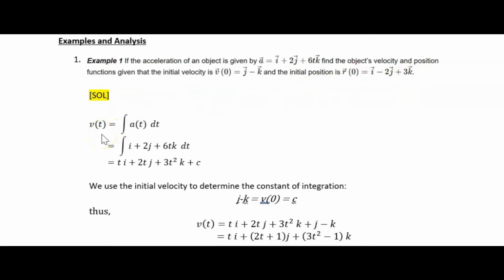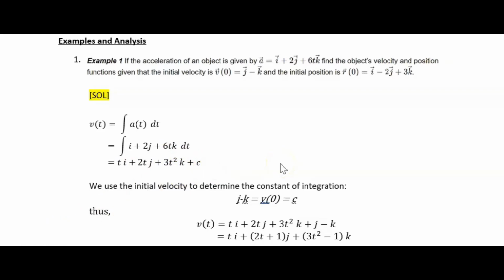To do this, we need to integrate the acceleration. So, from the question given, we have the value of a. So, we substitute the value into this and we integrate i + 2j + 6tk with respect to t. So, using basic integration skills, we'll get the answer of ti + 2tj + 3t² k + c.